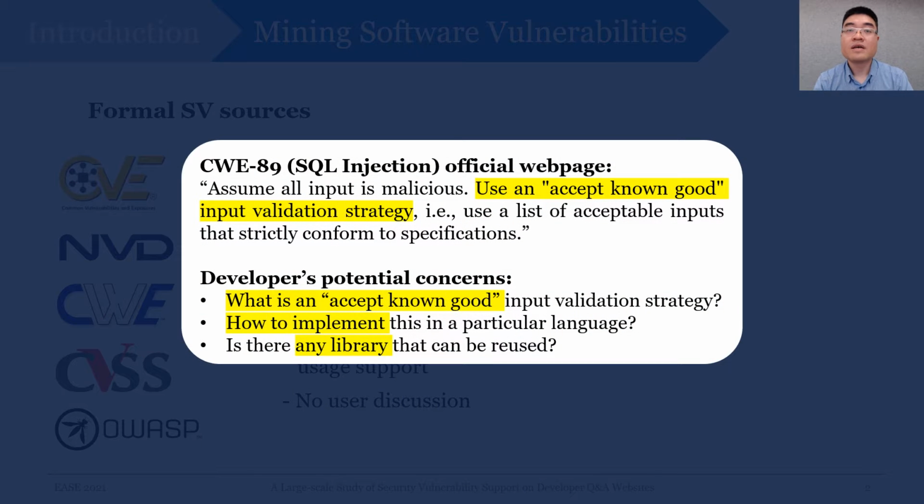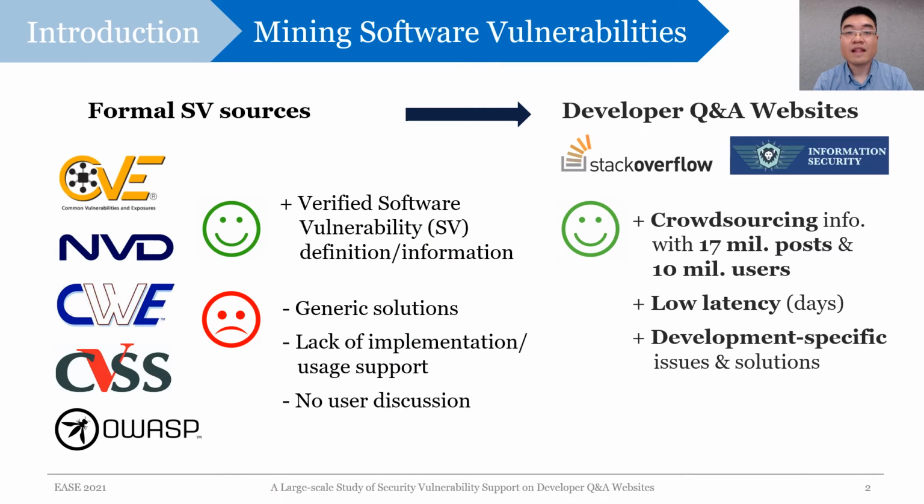For example, CWE, or Common Weakness Enumeration, recommends using an exact-match known-good input validation strategy for preventing SQL injection. However, the developer may not be clear on how to implement such a strategy in a language of interest. These needs have led to the emergence of developer question-answer websites like Stack Overflow and Security Stack Exchange, where knowledge can be shared much faster through crowdsourcing with millions of users and developers on a daily basis.